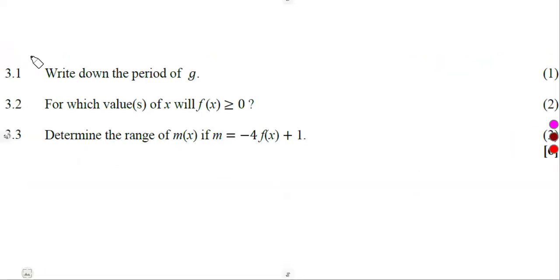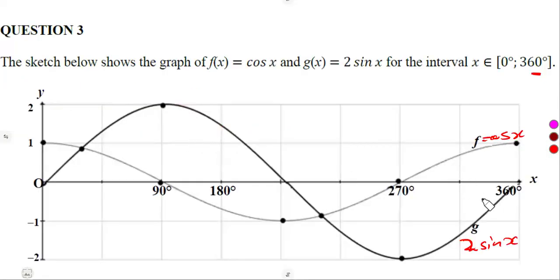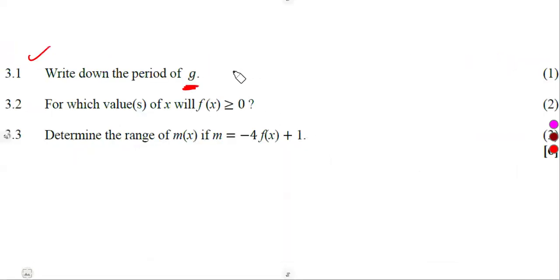The question on 3.1 was to determine or write down the period of g. So if we are to consider, this is our g, guys. What is the period of g? So the period of g is 360 degrees. Nice. This one was a direct question, isn't it? So this is 360. There are no changes there on the graph of a sine.